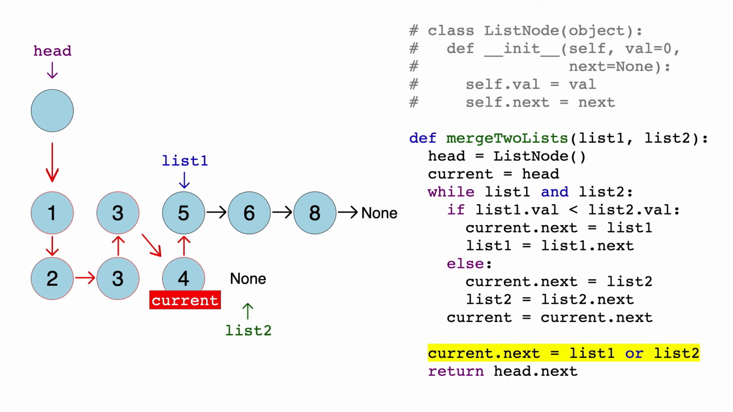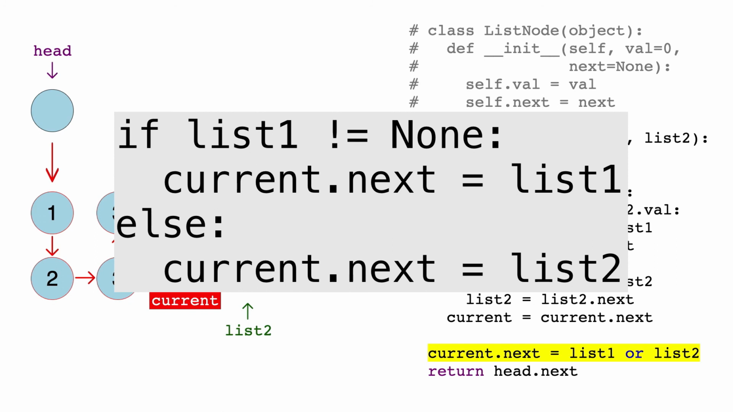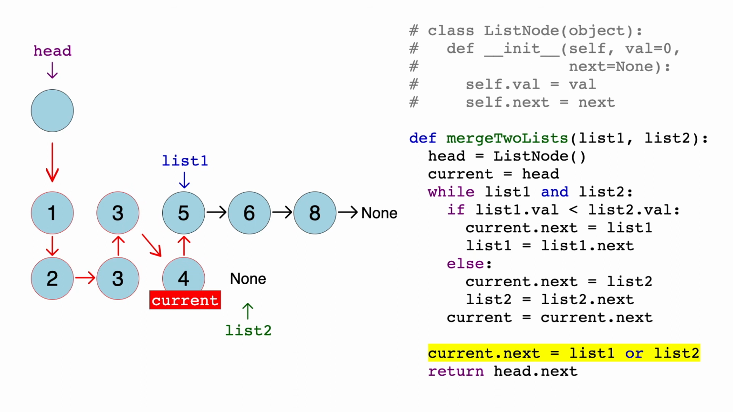If this is confusing to you, you can also write it like this. If list 1 doesn't equal none, current.next equals list 1. Else, current.next equals list 2. It's the same thing, and this is a totally valid way of writing it, but I just wanted to show you the shortcut since it seems popular. So here, list 1 is the list that still has nodes left over, so we'll point current.next to list 1, and this automatically links up the rest of the nodes.